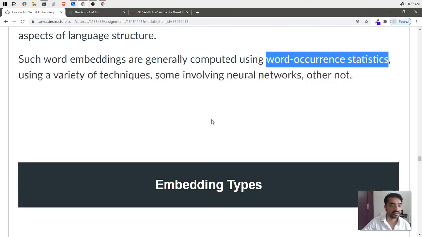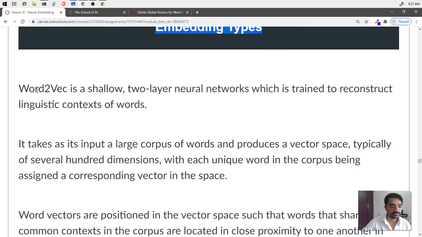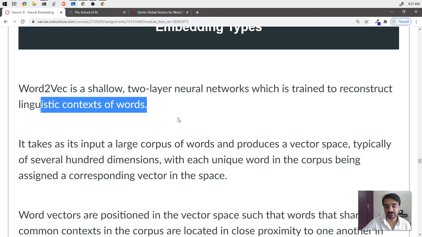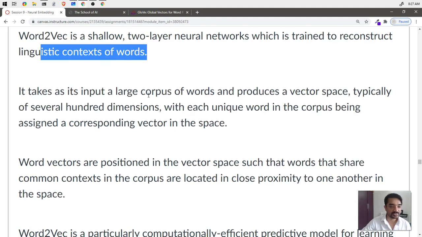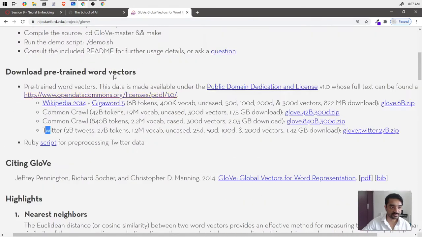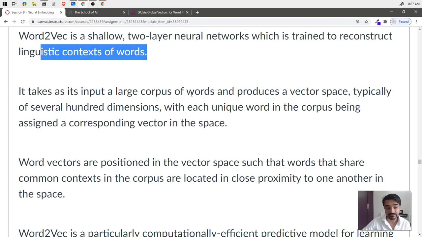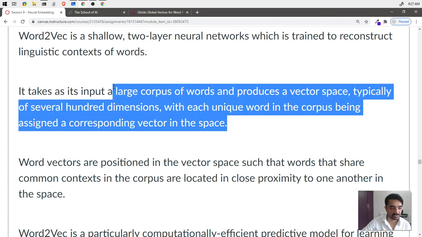Now let's look at embedding types. Word2vec is very interesting. Word2vec is a shallow two-layer neural network which is trained to reconstruct the linguistic context of words. It takes as input a large corpus of words and produces a vector space, typically of several hundred dimensions. So all of these are word vectors, right? All of these are trying to convert a word to a vector, with each unique word in the corpus being assigned a corresponding vector in the space. This should also be clear.